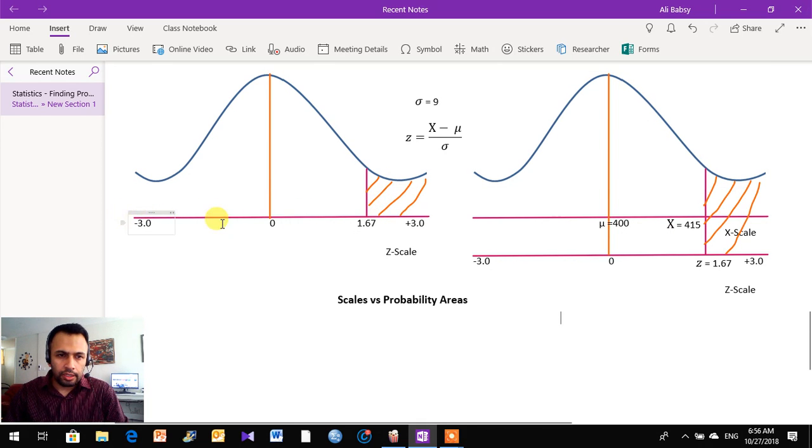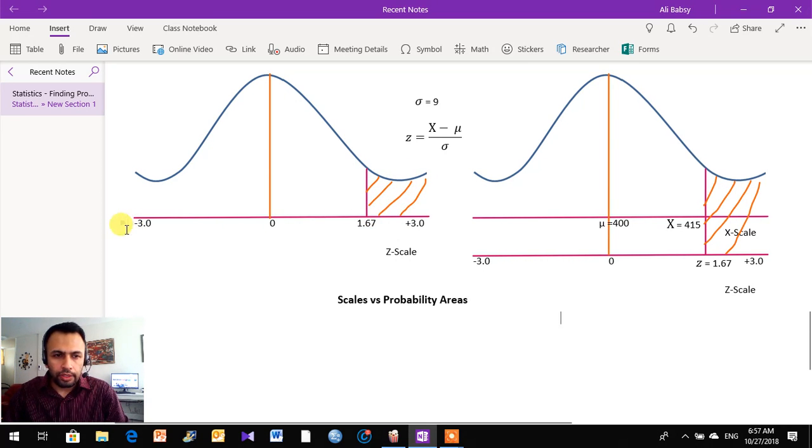So scale is on the horizontal line, so any value of z is on the horizontal line, but probabilities are the area under the curve, which can be the area on the left hand side of this line or the area on the right hand side of this line, depending upon the problem itself. So if the problem is stating less than or decrease, this is the area that we are supposed to work on. If the problem is stating something like exceed by or increase, then we have to deduct this area from 1 and we will get that area.